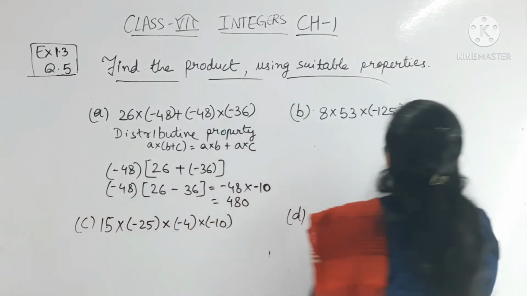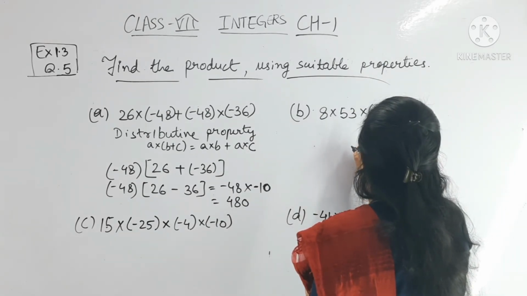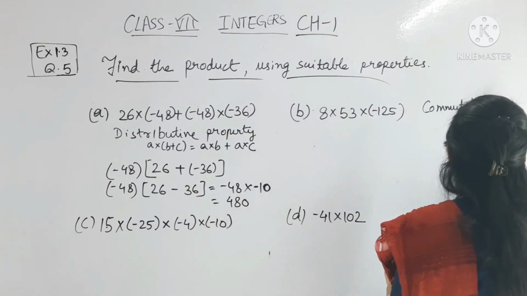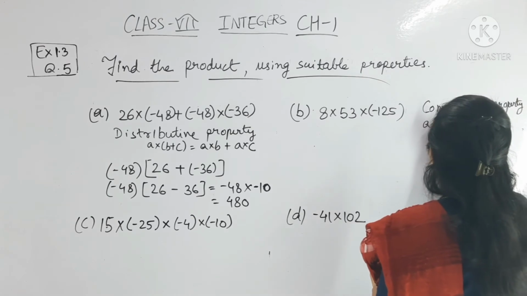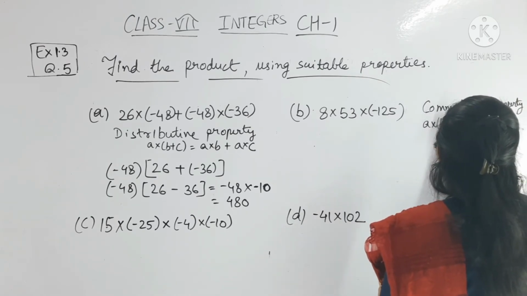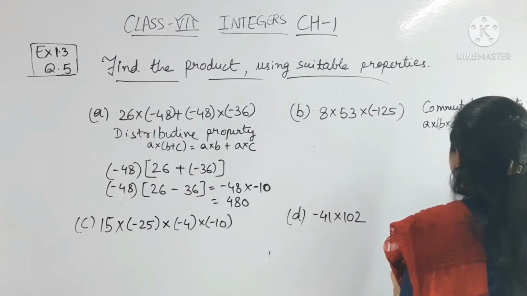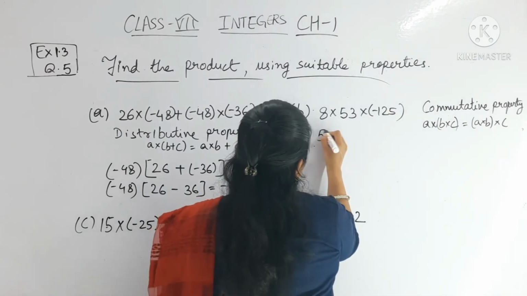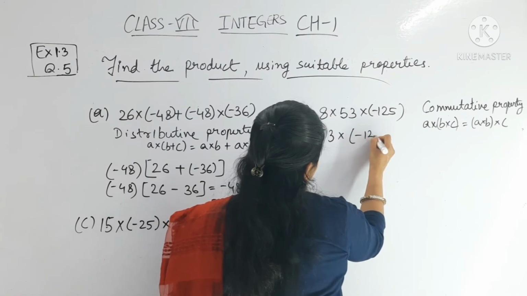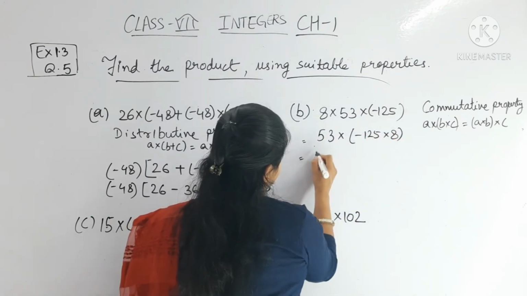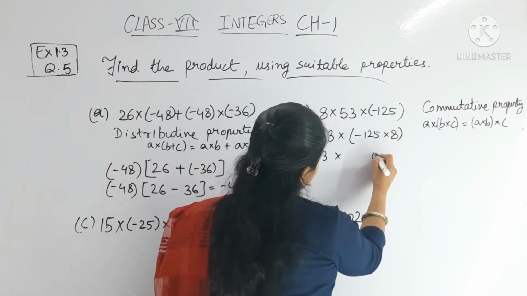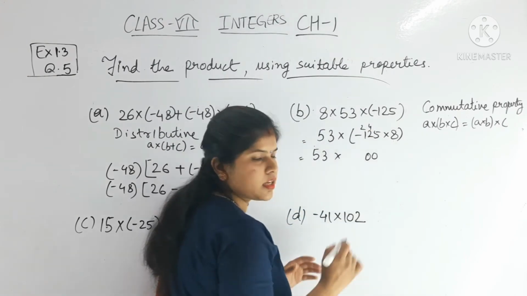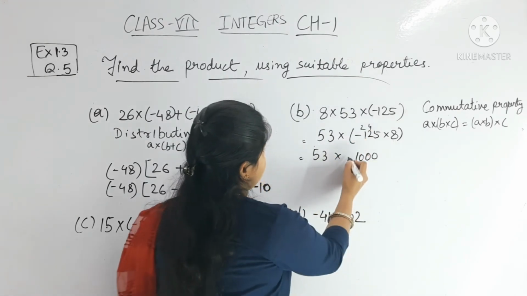Now come to the B part. Here we have to use the commutative property, that is A into B into C is equal to A into B into C. Here we can multiply minus 125 into 8. 8 5s are 40, 4 is the balance, 8 2s are 16, 16 plus 4 is 20, 8 1s are 8 and 8 plus 2 is 10. And what will be the sign? That is the negative sign. So here minus 1000.